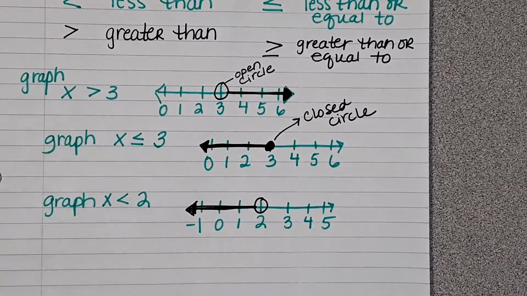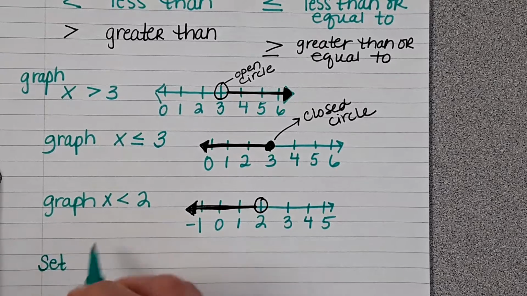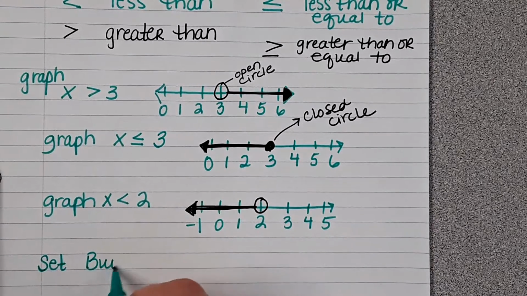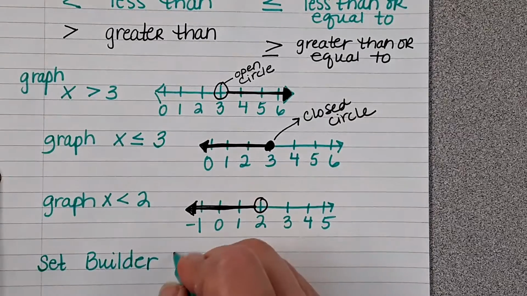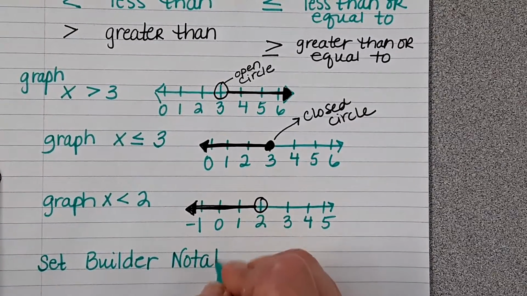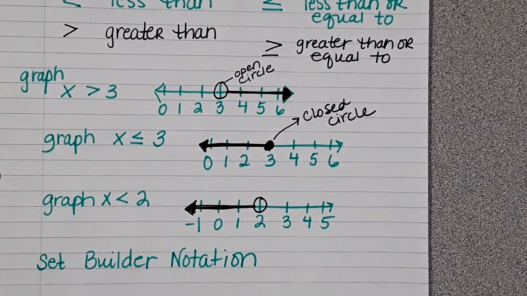Okay. The last part of this video is going to be set builder notation. And I'm just going to show you how you have to write your answer. And I apologize that this video is so long. Okay, so we have open circles, closed circles, which means it either includes the number or doesn't include the number. We've learned that we have to graph, and now the final thing is how you write your answer.